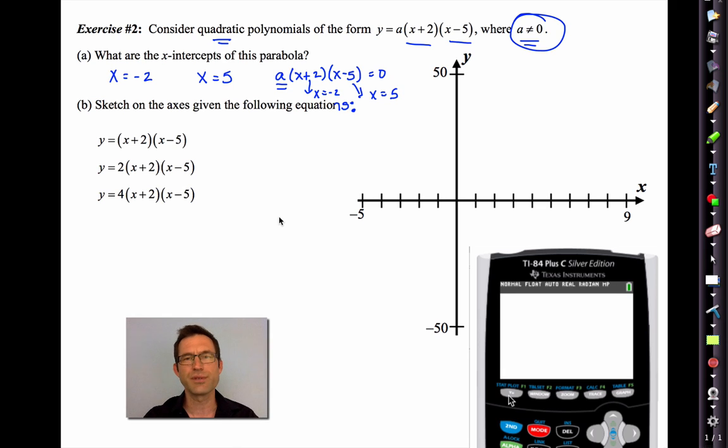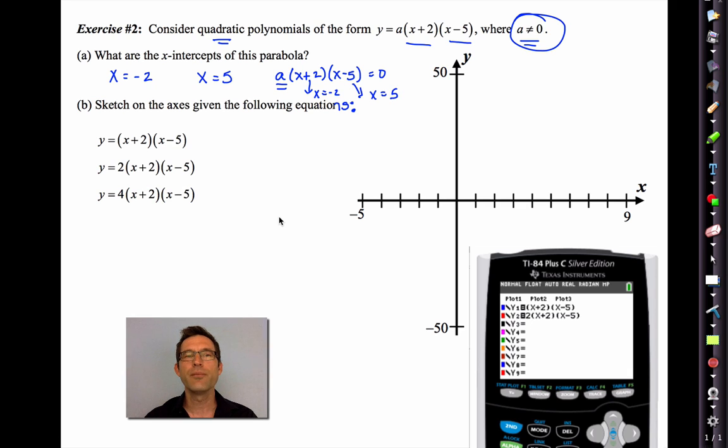So let's go into y equals. Let's clear out our equation from the last one. And let's put in exactly like that. We don't have to multiply them out. The calculator doesn't care whether it's in factored form or standard form. So in y1, let's put in x plus 2 in parentheses times x minus 5, also in parentheses. Then in y2, let's put in 2 times x plus 2 in parentheses again times x minus 5 in parentheses again. Okay, I'm going to slow down a little bit, make sure you've got that all right.